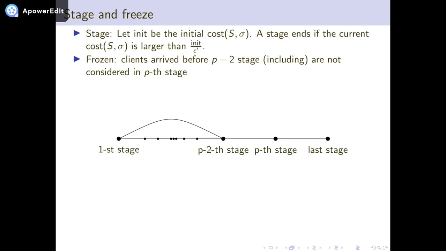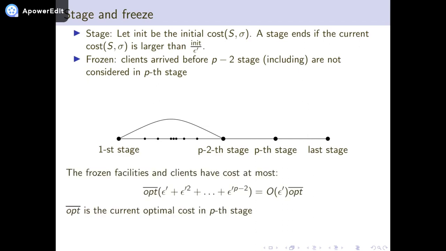Then, when we are in the p-th stage, we freeze the clients that arrived before p minus 2 stages, which means those clients will not be considered in the current stage. For the facilities that have been opened in the previous p minus 2 stages, if they are still open in the current stage, we need to recalculate the facility cost.